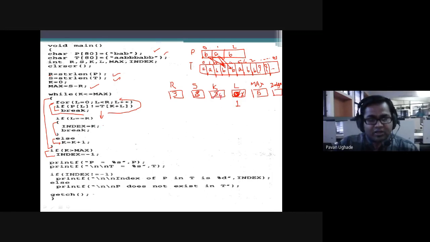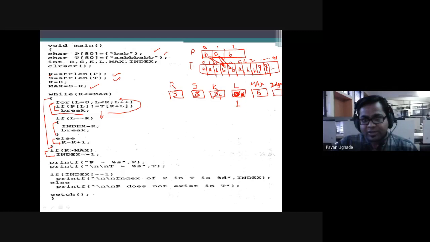And again in this while loop, K as 4 is less than or equal to max, condition true. Here L value, which had become 1, again becomes 0. In the next part we are checking if P of L, that is P of 0, not equals to T of K plus L. So K value is 4 plus 0, that is 4. Now we are checking this B compared with this.